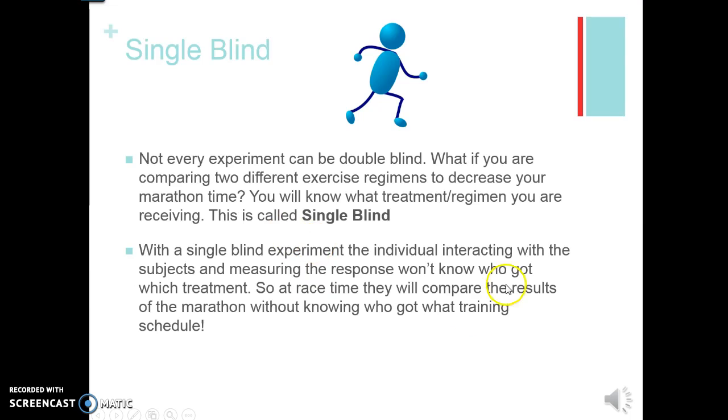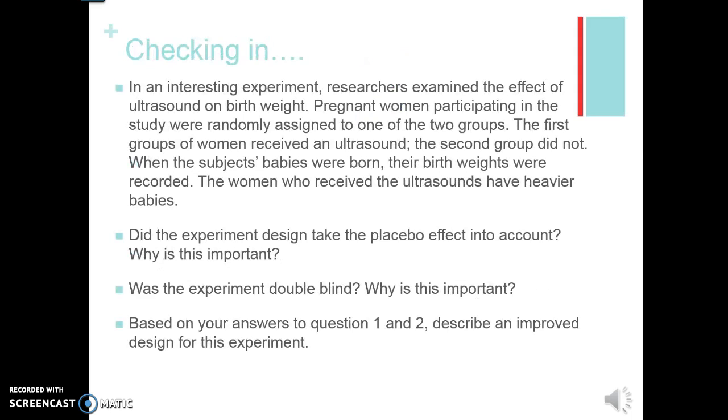With a single-blind experiment, the individual interacting with the subjects and measuring their response won't know who got which treatment. So at race time, they're going to compare the results of the marathon, but they won't know who got what training schedule. The participants knew what training schedule they did, but the person measuring the response did not. All right, so go ahead and take a minute and read this and answer the question. After reading this, you want to answer: did the experiment design take the placebo effect into account? Why is this important? Was this a double-blind experiment? Why is this important? And based on your answers to questions 1 and 2, how could you do an improved design for this experiment?